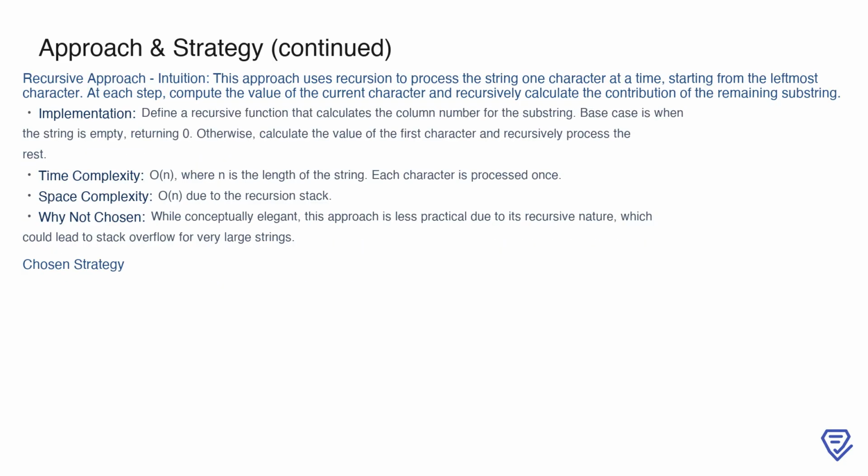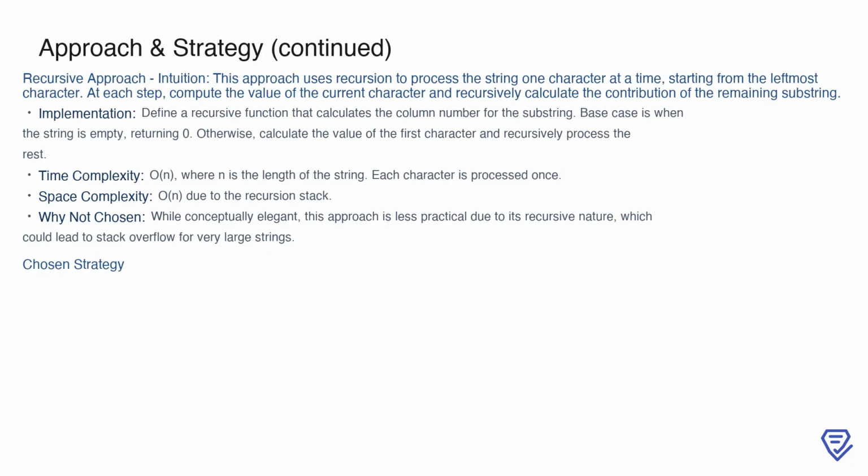Another approach we evaluated is a recursive solution. This method processes the string one character at a time, starting with the leftmost character, and computes its contribution to the column number. The recursion continues with the remaining substring until no characters are left. The base case for the recursion is when the string is empty, at which point the function returns 0. Otherwise, the function calculates the value of the first character and recursively computes the result for the rest of the string.